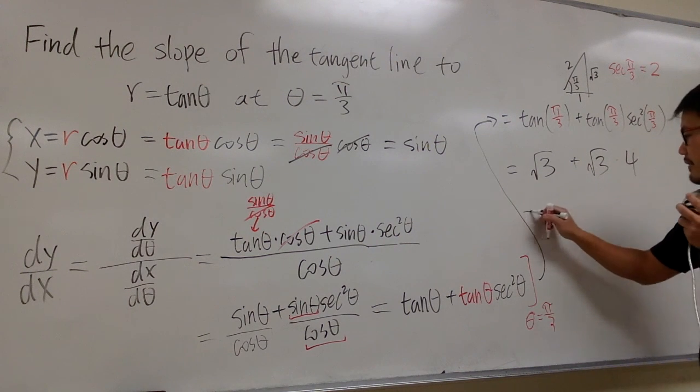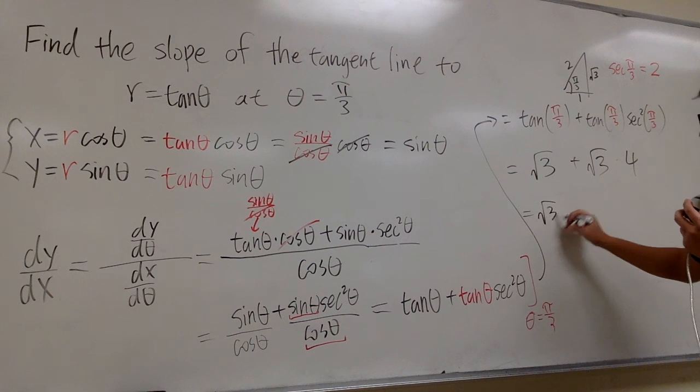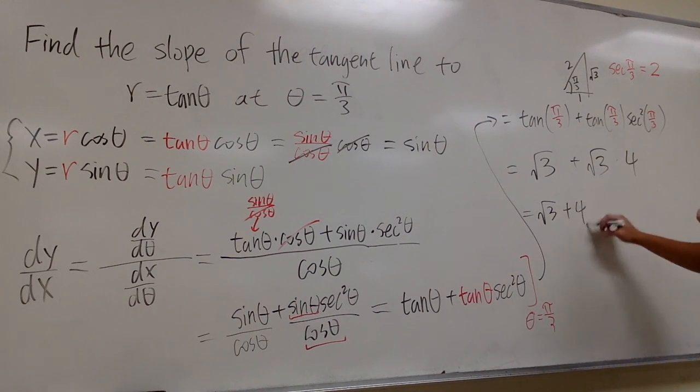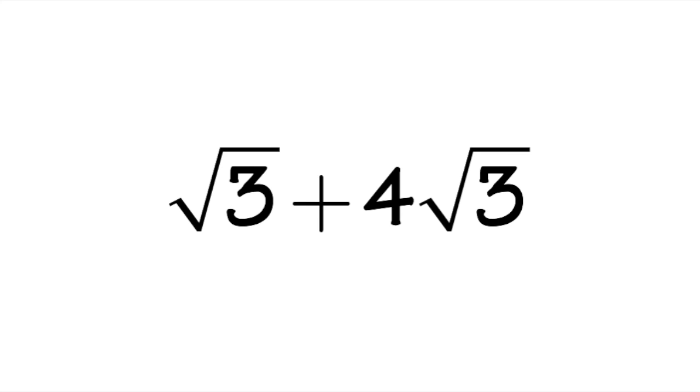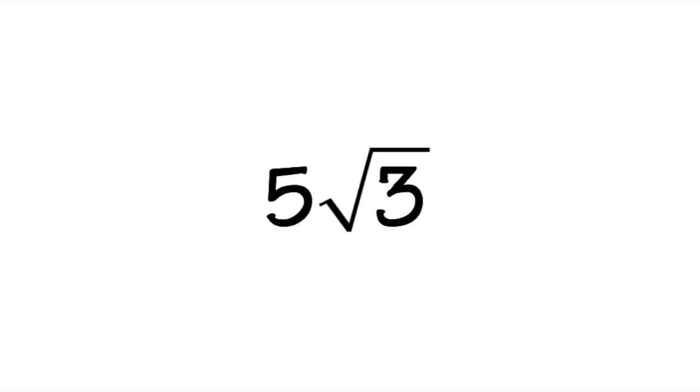So at the end, this is square root of 3 plus, let's put the 4 in the front, 4 times the square root of 3 right here. And lastly, we can combine square root of 3 plus 4 square root of 3 as the final answer, 5 square root of 3. That's it.